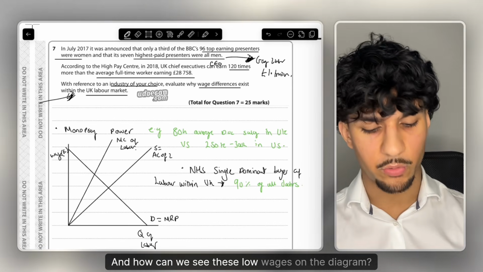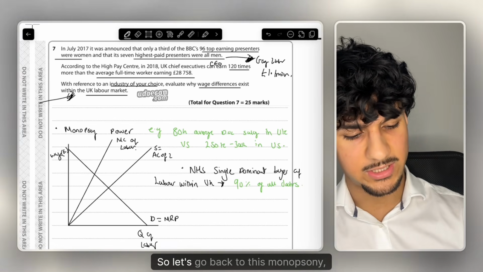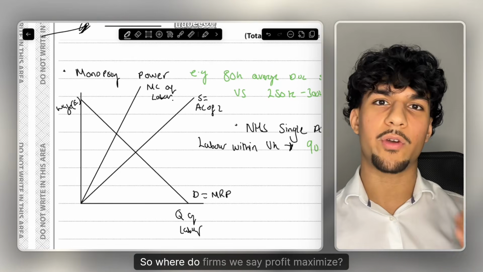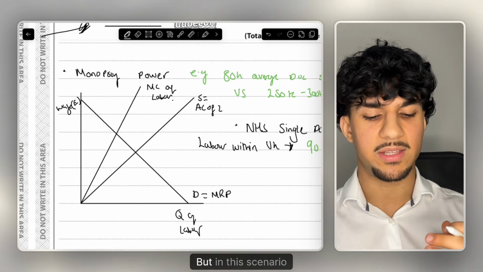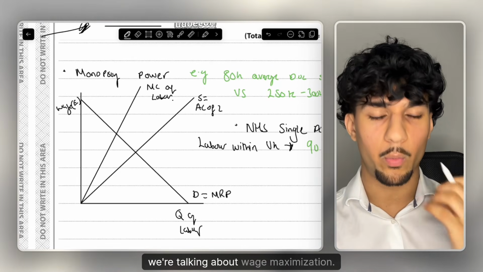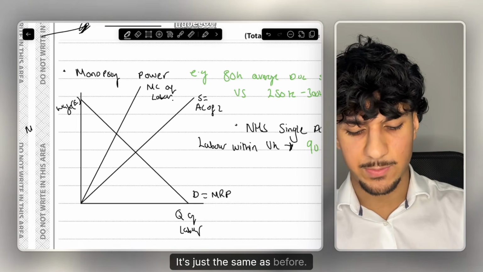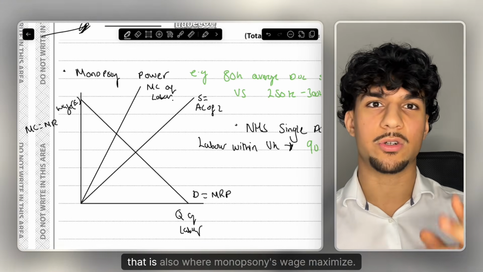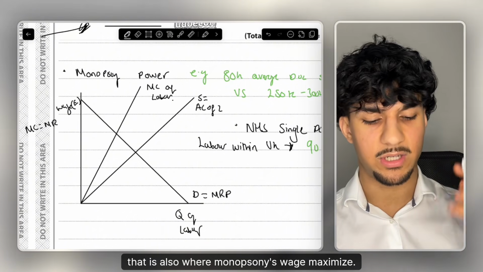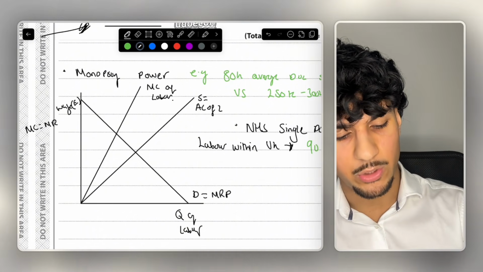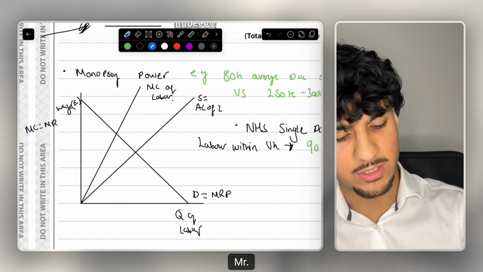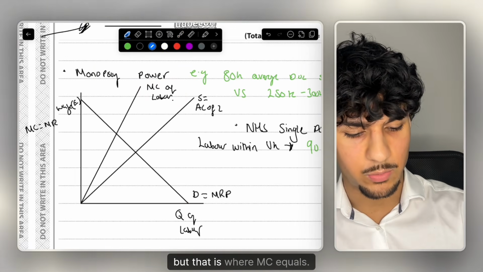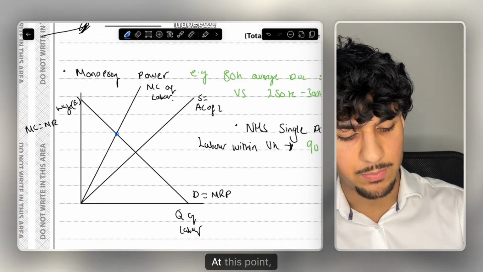And how can we see these low wages on the diagram? So let's go back to this monopsony diagram and investigate it even further. Where do firms profit maximise? Well, in this scenario we're talking about wage maximisation, but it's just the same as before. It's where we profit maximise, where MC equals MR. That is also where monopsonies wage maximise, and I'll show you what I mean by that. So where is MC equals MR? We have MC of labour here, and we have MR, and that is where MC equals MR at this point.